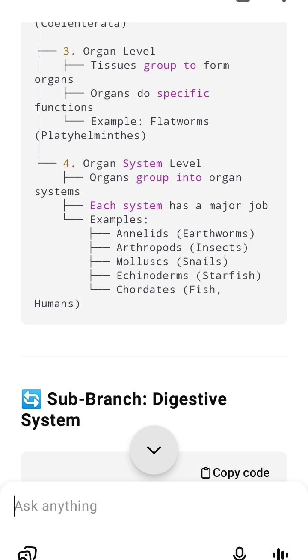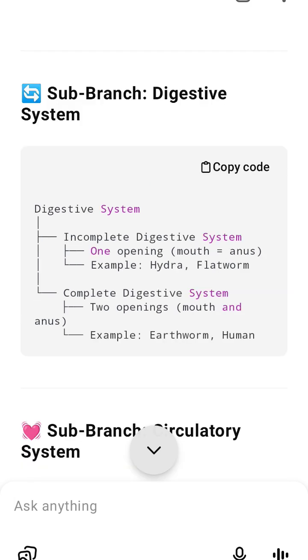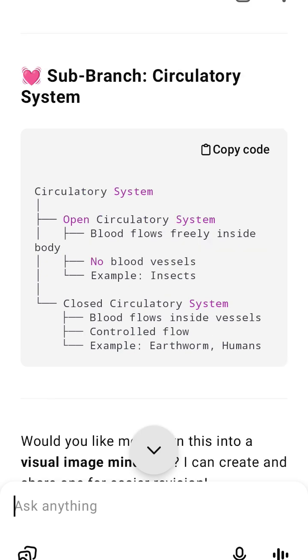Why is this important? Understanding levels of organization helps us know how animals grew more complex over time, how some animals are simple and others are highly developed.